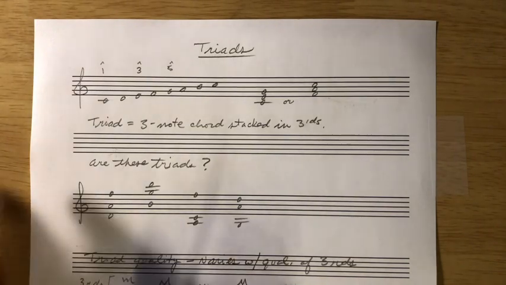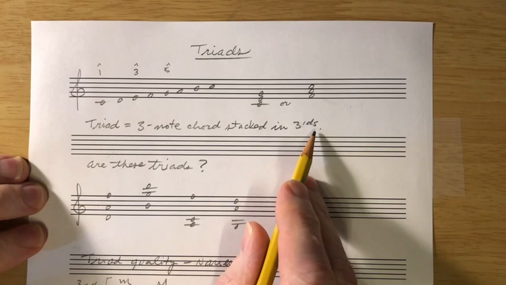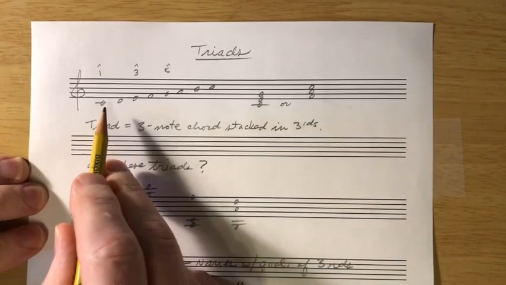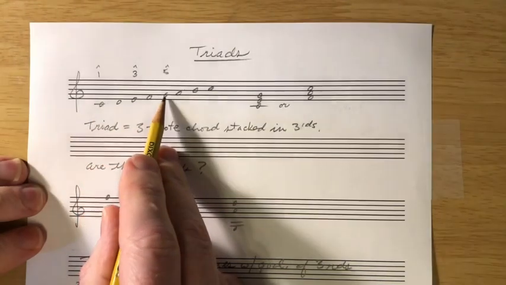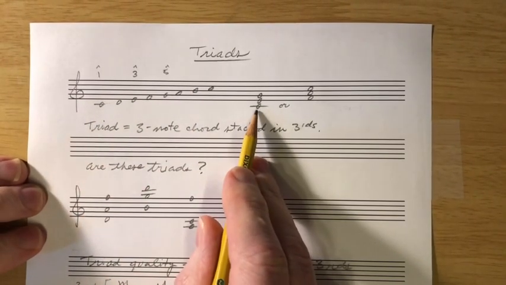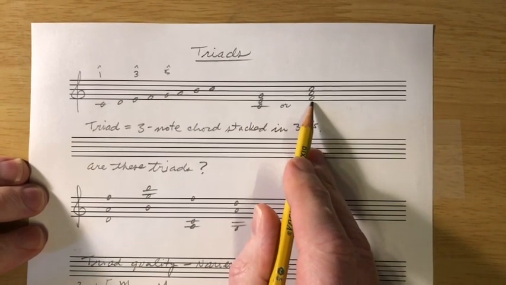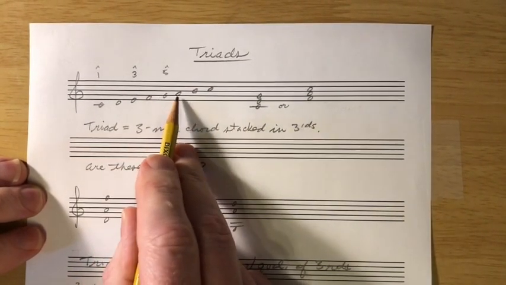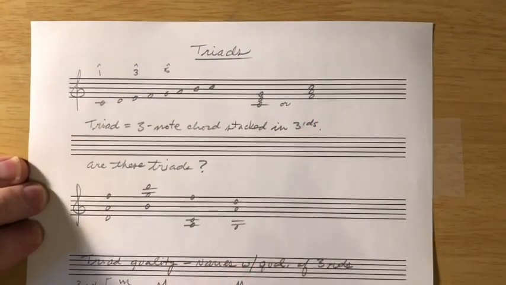Let's start with triads. A triad is a three-note chord stacked in thirds. To get one, we can start with the scale and take every other note. The first, third, and fifth note of the scale stacked up will give us that triad. We can get this triad by taking the fourth, the sixth, and then the tonic note again to get a stack of thirds.